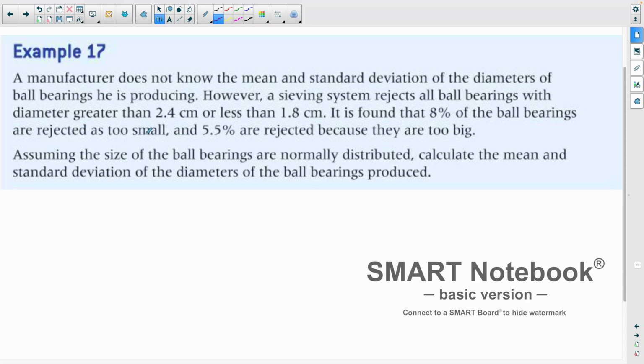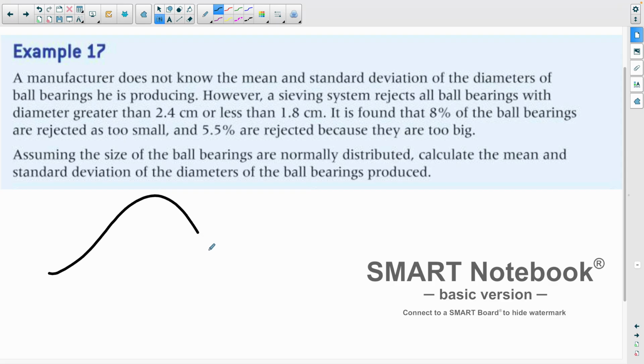If I was going to sketch this, by the way, this manufacturer does not know the mean or the standard deviation for the diameters of the ball bearings that they're producing. However, they have a sieving system that rejects all ball bearings that are greater than 2.4 and less than 1.8. You ever seen those little coin banks that you put your coins in and it sorts them for you? Like you put a quarter in it, it drops over here, a penny over there. That's what's happening right here. All right, so they're sorting out these ball bearings.